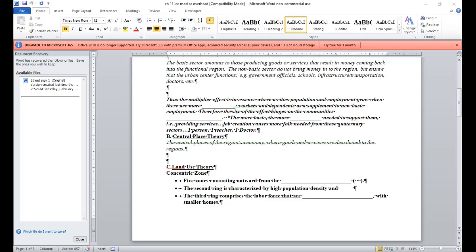So on page 315, you see your first model there. These models were developed out of realities by Ernest Burgess, a sociologist in the 1920s. Or rather, he observed this, not developed it. He observed this. And with the concentric zone model, you have your five zones emanating outward from the central business district, or the CBD.